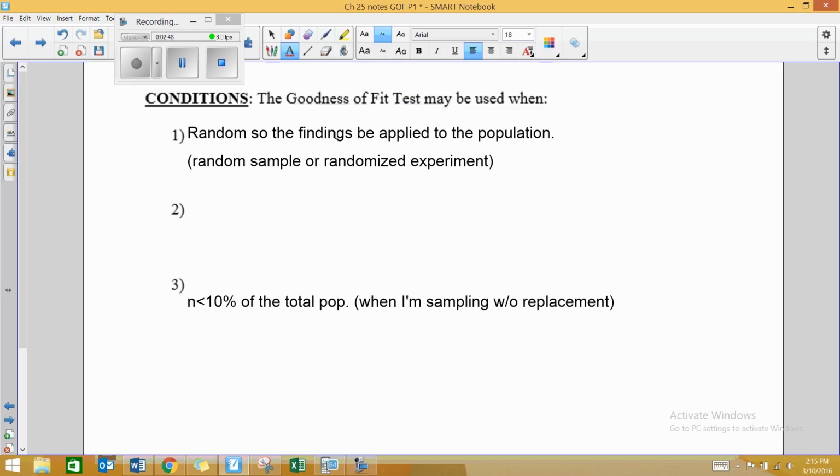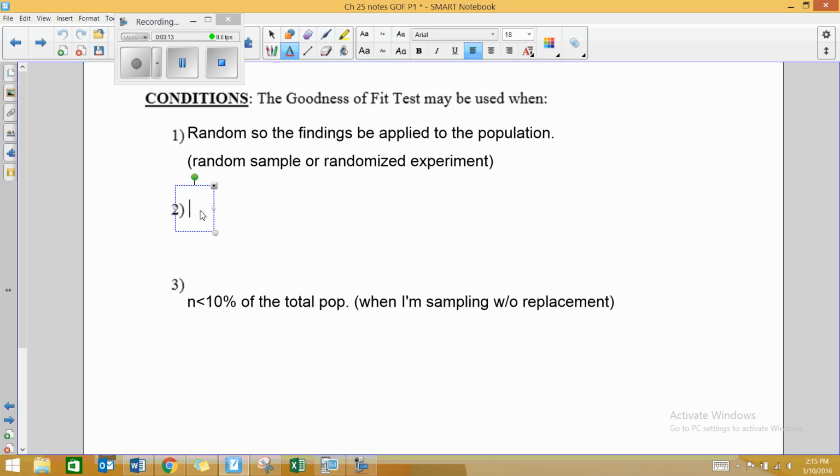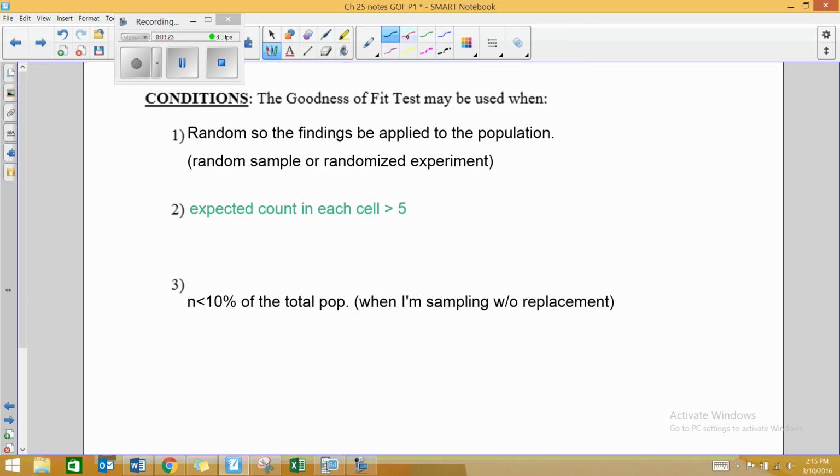Well, let's talk about the second condition. The second condition is the new one, and this one, just like when we were talking about a one proportion or a two proportion, we needed to know that we were going to see at least 10 successes and at least 10 failures. Well, similarly for these proportions, where we're talking about proportions across multiple categories, we need to know that we expect to see at least 5 of everything. Okay, so the expected count in each cell is greater than or equal to 5.